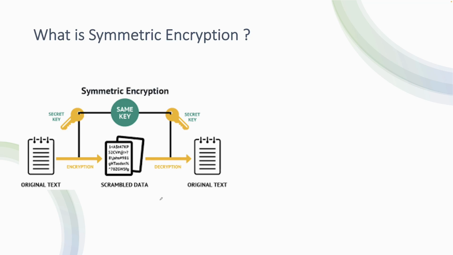So in the previous videos, we studied what is cryptography. We looked at the history of cryptography. We even looked at the Caesar cipher. Now it's time to understand the various types of encryption. And the first one that we will study is symmetric encryption.